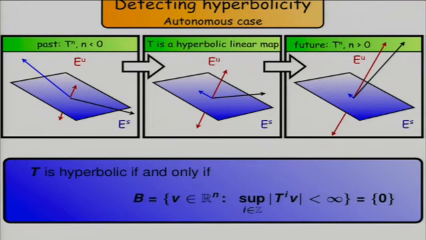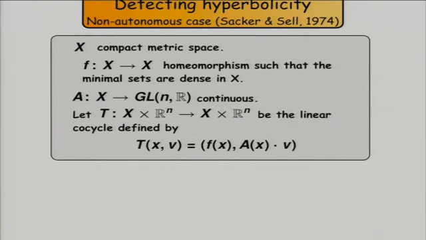So I need a non-autonomous version of this. And fortunately, there is a non-autonomous version that was done in the 70s. This is a nice theorem by Sacker and Sell in the 70s. The setting is the following. You pick a compact metric space, and suppose you have a homeomorphism on this compact metric space where minimal sets are dense. So it could be a rational rotation, for instance, or a full shift, with the density of periodic points.